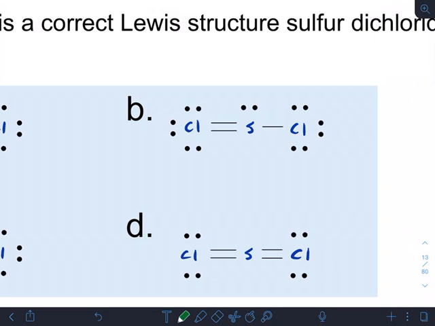All right, let's look at B. Now, everybody has to have at least an octet, and everybody in row 2 of the periodic table cannot have anything more than an octet. But both of these elements, chlorine and sulfur, are below row 2, so they're allowed to have more than an octet, but they should have at least an octet. The problem is with the number of electrons in this drawing. Let's look.